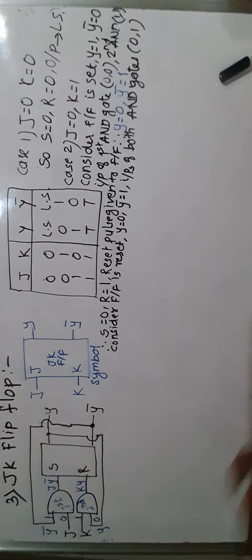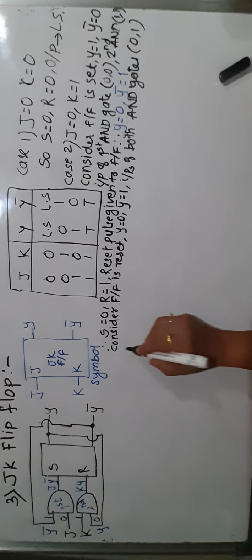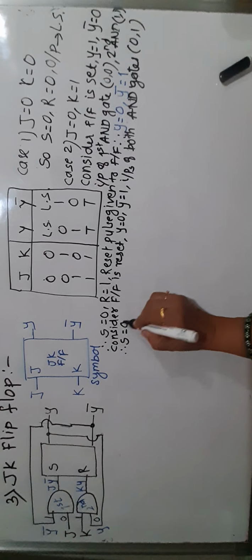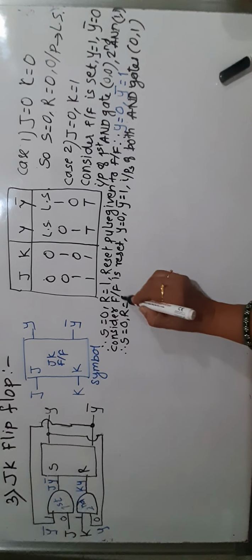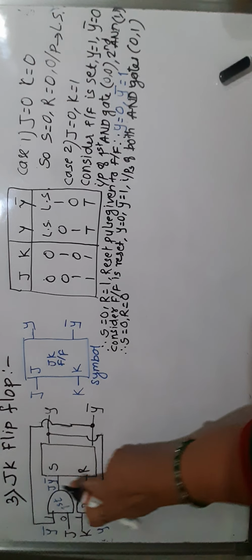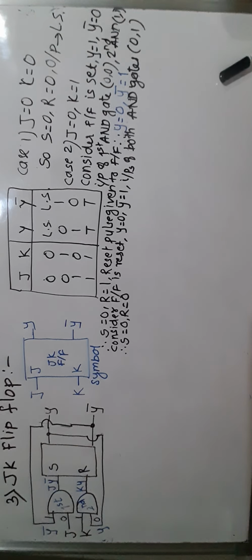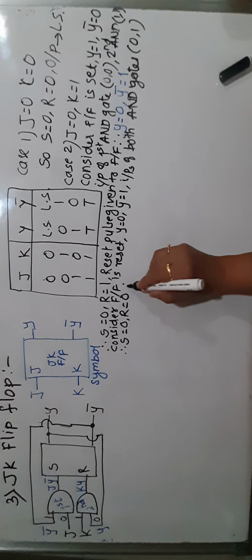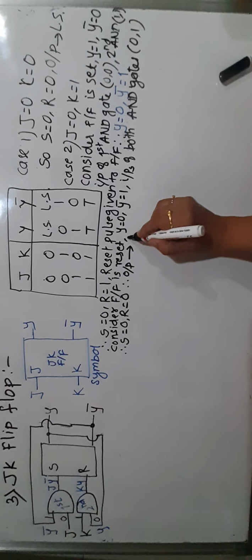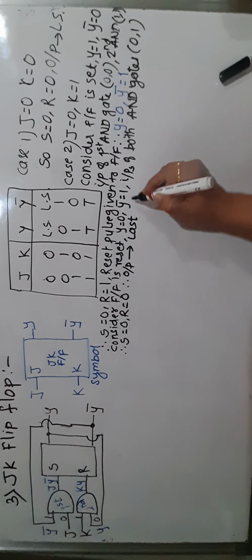Hence the output will be 0. Therefore S becomes 0, R becomes 0. And we know if the SR inputs of the RS flip flop are both 0, then the output remains in the last state. Therefore the output stays in the last state.